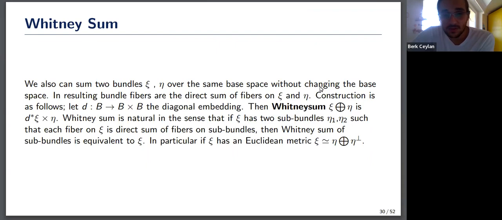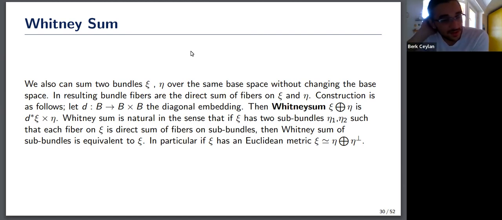You can also sum two vector bundles over the same base space without taking the product of the base space with itself. This is not so trivial, since we can't just take the direct sum of every fiber, because you don't give a topology to the total space that way. But there is a way to give a topology. Just take a diagonal embedding of the base space into its product with itself, and pull back the bundle ξ times η.